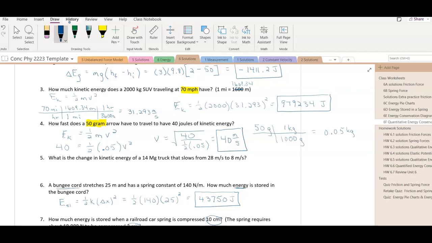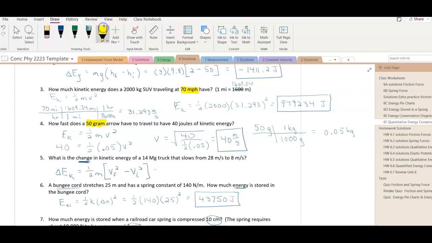And I'll do one more here just to finish this page, the change in kinetic energy. So this one is talking about a change in kinetic energy. So that would be the change in kinetic energy formula, which is half of the mass multiplied by the final velocity squared minus the initial velocity squared. Notice the way I'm writing this. I'm squaring each of these velocities before I subtract them, okay?